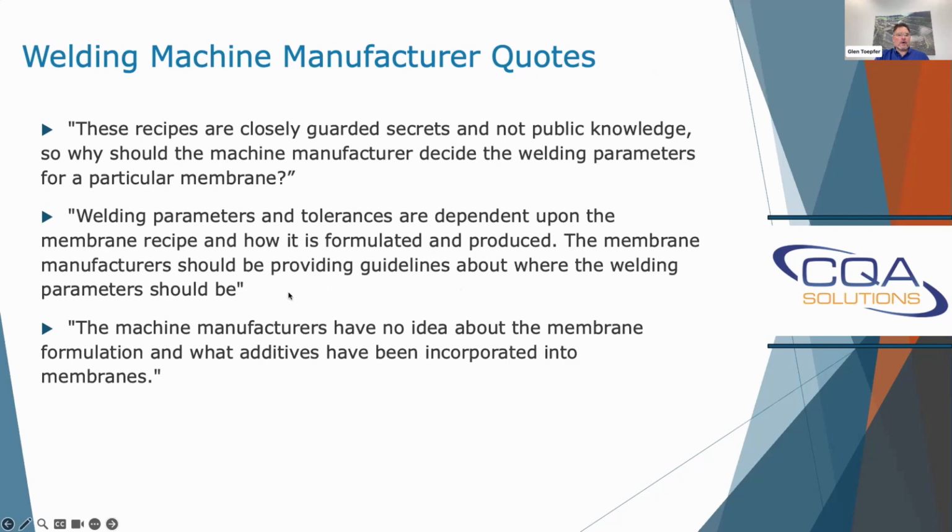And then the last quote I have from the welding machine manufacturers: the machine manufacturers have no idea about the membrane formulation and what additives have been incorporated into the membranes, which is critical. That's a great point. These are all great points. How can the welding machine manufacturers set the guidelines for the material when the material may vary? And what is the liability in doing that?